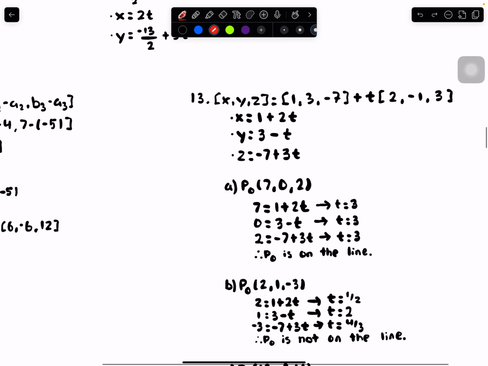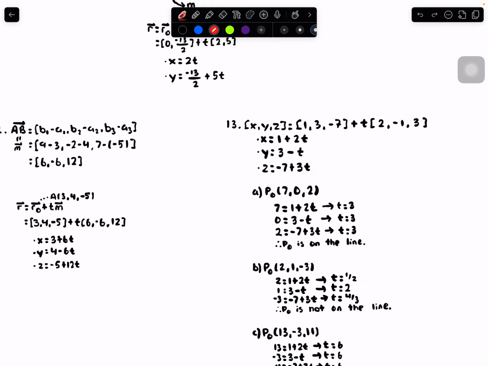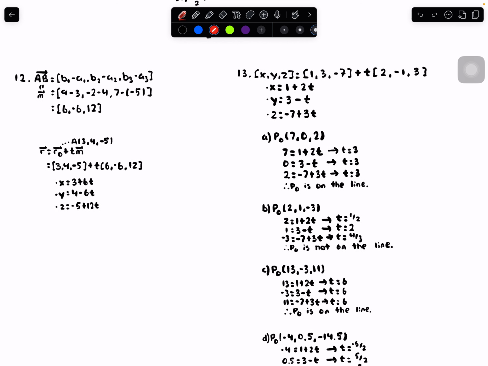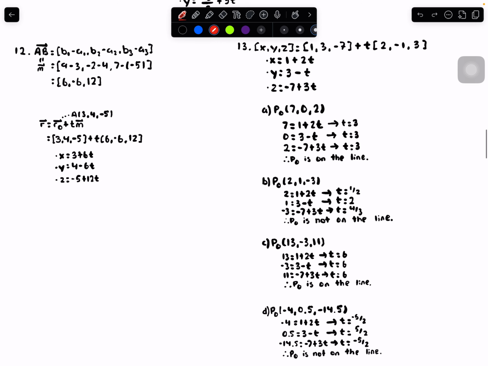And then I just shove any point I have into those x, y, z's. Similar to the previous video, I solve for t in each one, and I see if it gives me the same value. If it does, the point lies on the line. If it doesn't, the point doesn't lie on the line. For part A, all t values are the same. They're 3. It's on the line. The next one, same thing. I just plug in (2, 1, -3) into my parametrics. I get different t values, therefore it's not on the line. Even once you recognize that 2 t values are not the same, you can immediately say it's not on the line.